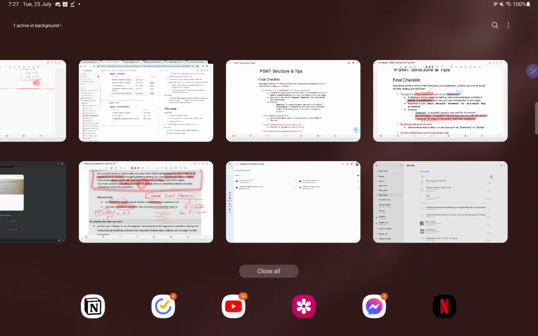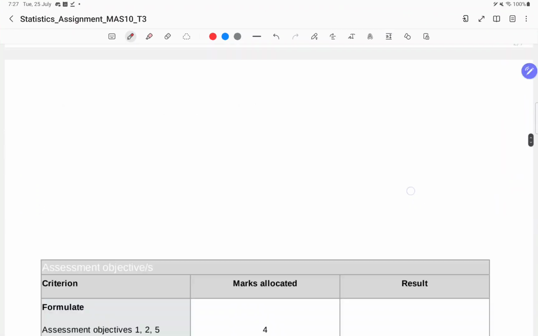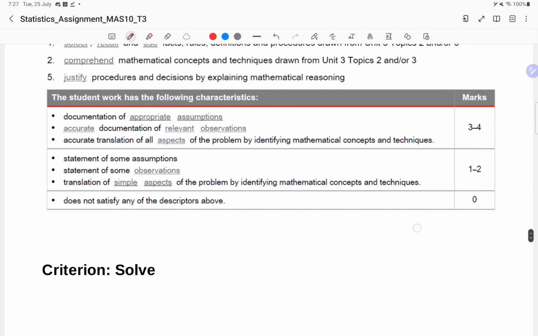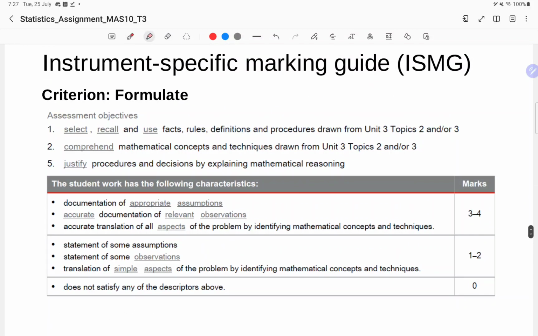Okay? Brings me to this thing. If you are looking at this one, you have to look at the task sheet. I'm pretty sure Julia will mention this to you later. Okay. See the difference? Mark 3 to 4 is documentation of appropriate assumptions. You only get 1 to 2 if you have statements of assumptions, not documentation. So we have to write why we make that assumption? Yes, you have to write why you make that assumption.